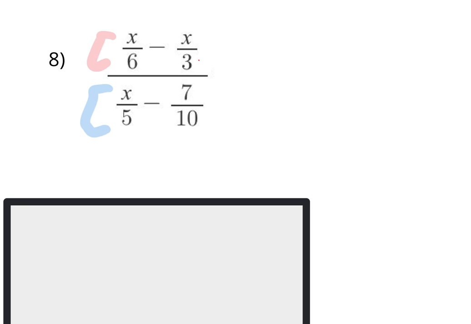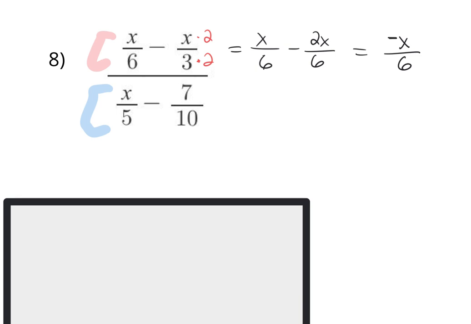6 and 3, yeah, times 2. Awesome. Okay, so we have x over 6 minus 2x over 6. Good. What's x minus 2x? Negative x over 6. So that's my new numerator. I can't just drag over my denominator. I gotta rework him also.